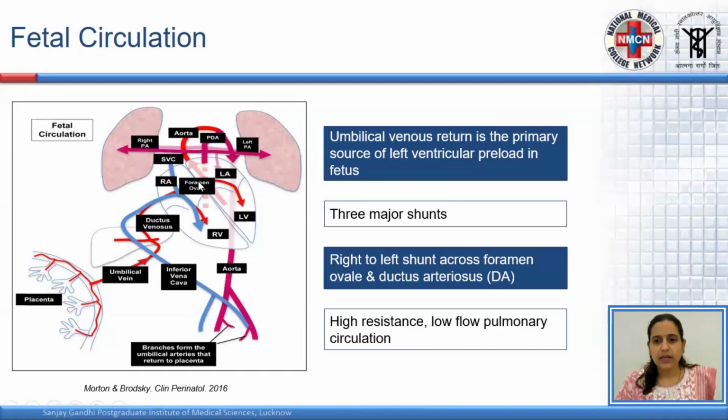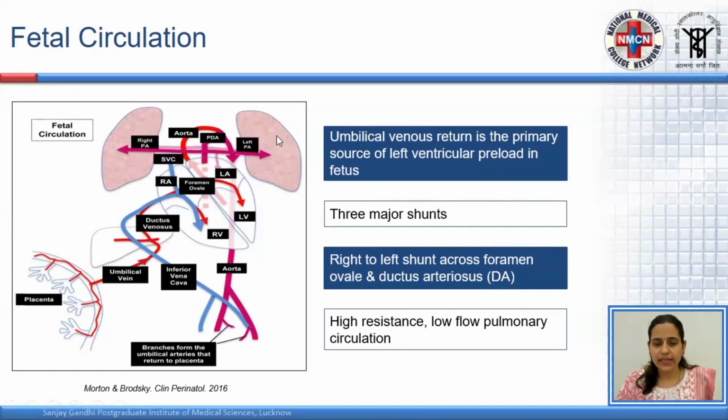But there is another shunt present here, that is the foramen ovale, and this helps to distribute most of the umbilical venous oxygenated blood and shifts this into the left atrium. So the majority of this umbilical venous oxygenated blood enters the left side of the heart, and a very small portion of it will enter into the right ventricle.